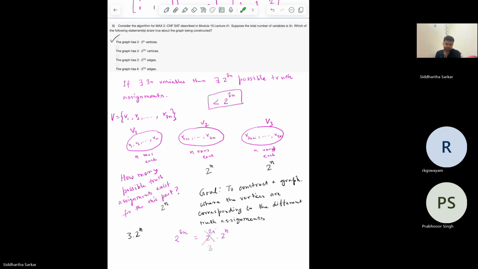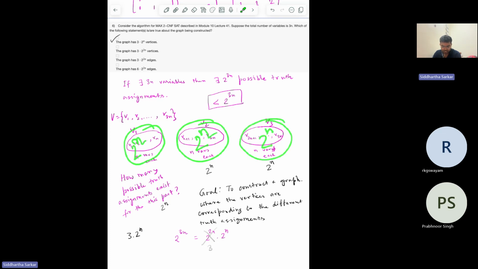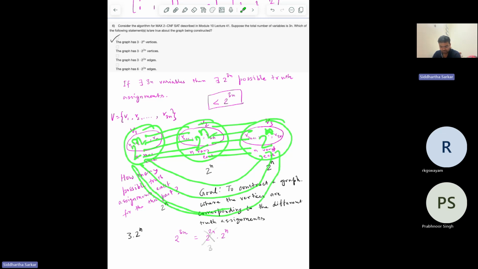So what is your question? How many vertices would be there? Certainly there would be 3 into 2 raised to the power n vertices. For every partition, they are looking at how many truth assignments there are. So there are 2 to the n truth assignments here, 2 to the n here, and 2 to the n here. So they make so many vertices. Now among the vertices, they are putting the edges so that it becomes a complete bipartite graph between every partition.